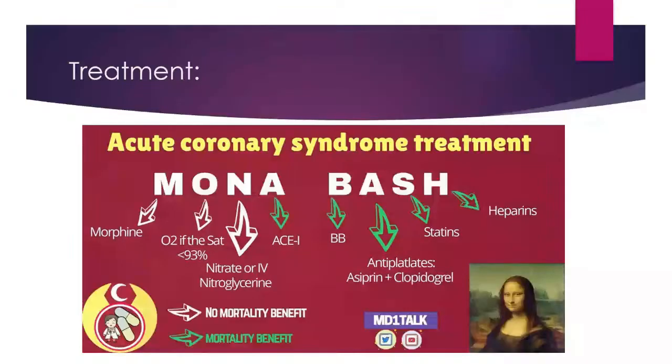Just in inferior MIs, it's dangerous. So we need to not give it for the inferior MIs. So until you have evidence that it's not an inferior, we hold off. ACE inhibitors, beta blockers, that's stuff that's going to help long term, but not necessarily for you in the field. Yeah, statins, that's later stuff.